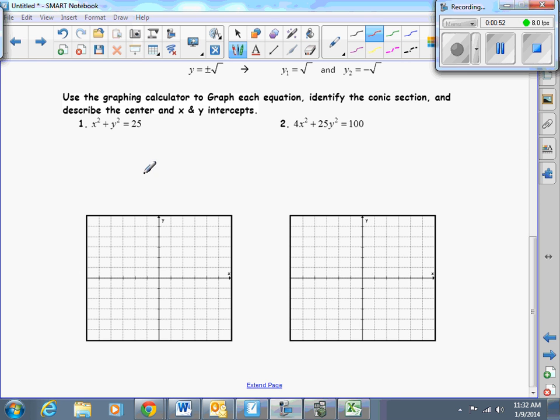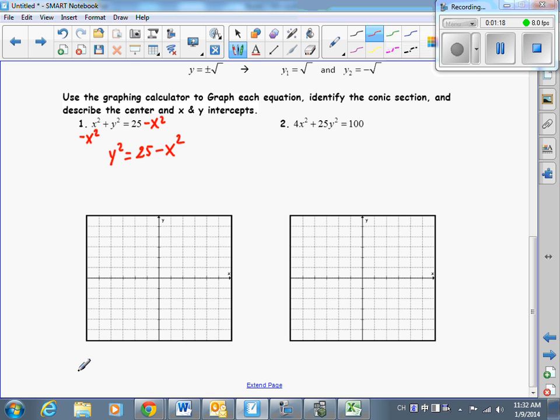On problem number 1, the first thing I want you to do is solve for y. So let's go ahead and solve for y. To solve for y, I will subtract x squared from both sides. And I will be left with y squared is equal to 25 minus x squared. You leave it as this.